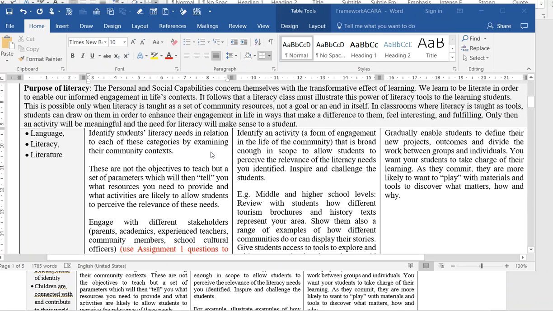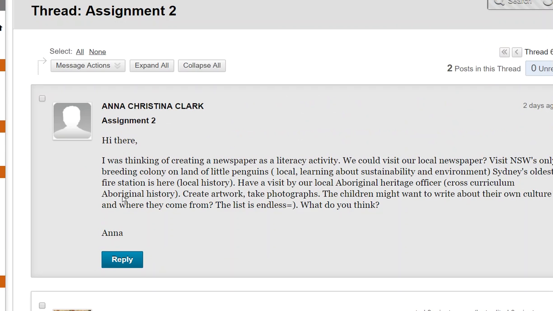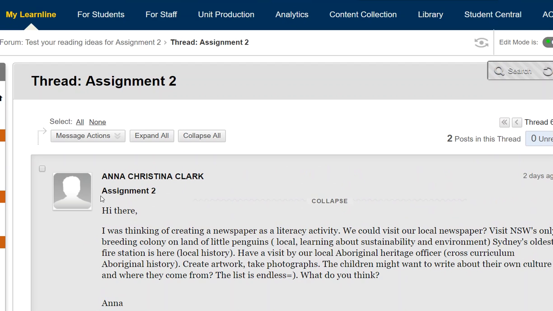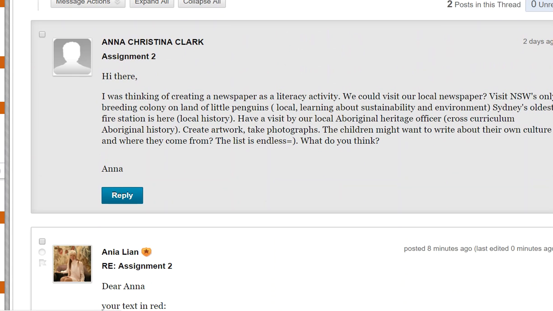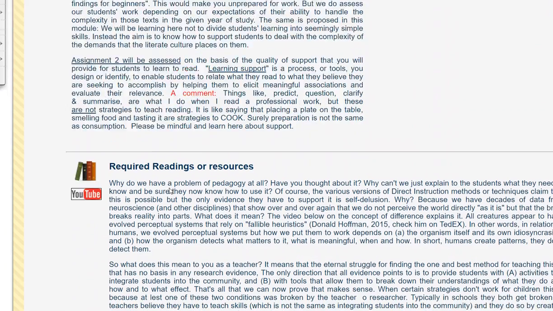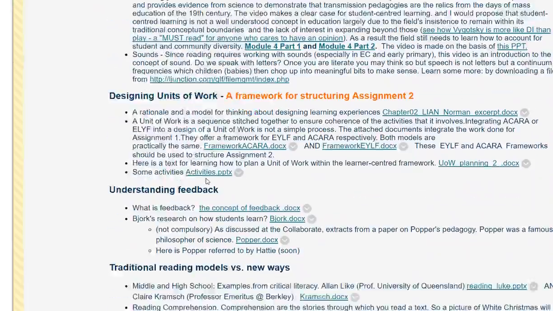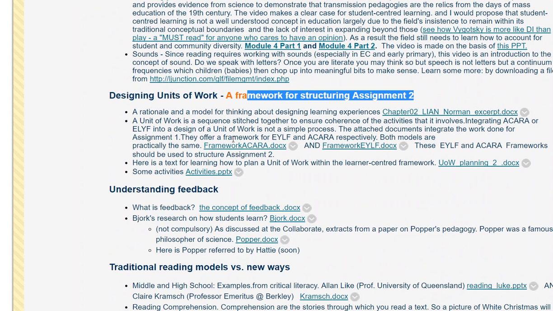So I will just look first at the ACARA framework. So in module four, you have these frameworks. I just don't know whether I can identify them easily. I can. So this is module four, any second. And there's all this text about learning support. And we have more, so, okay, the concept of difference. And then we have a framework for structuring assignment two. So you've got these two frameworks. So this one is about ACARA, and then this one about the early years framework, right?